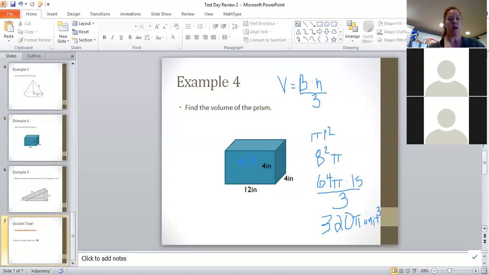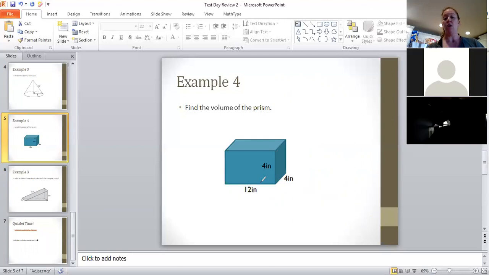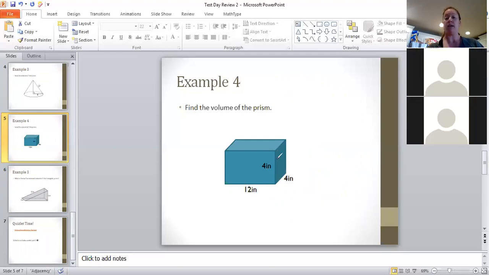Here we go. So we'll do a really nice easy one, right? So when you just have a prism, the volume of a prism is again equal to the area of the base times the height. So in this case, we just do length times width times height, right? So you can just do volume is equal to 12 times 4 times 4. We get 12 times 4 times 4, 192.